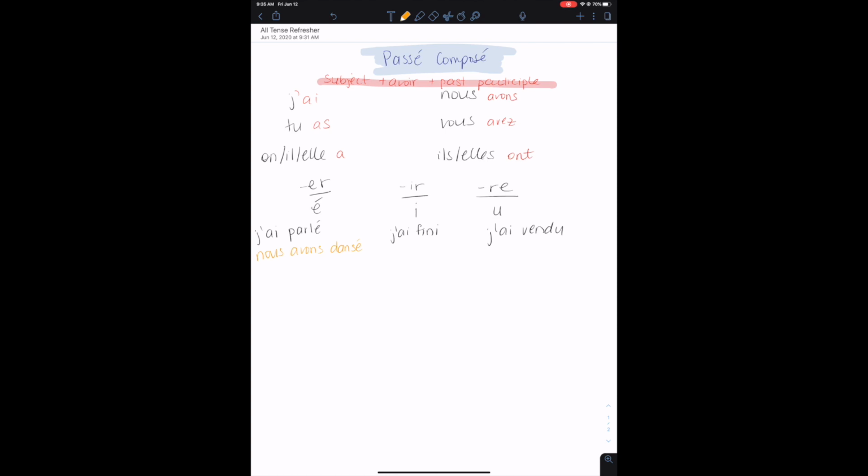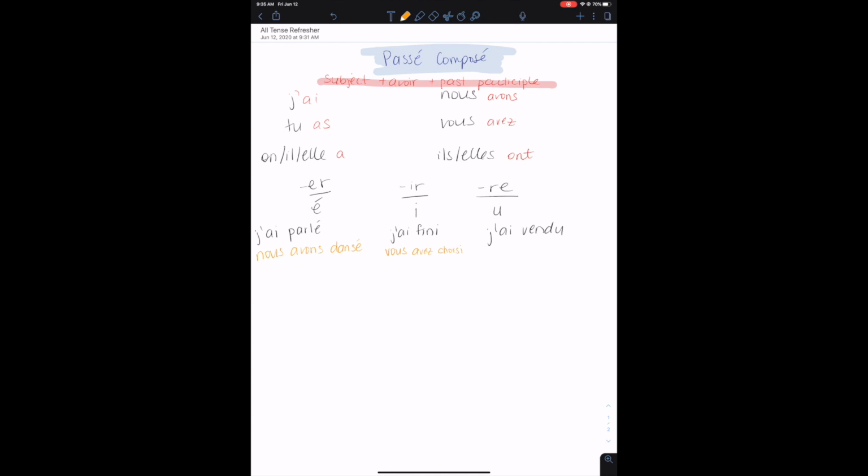Okay. For ir, let's talk about the verb choisir, to choose. Let's use vous. Vous, then we use our avoir here. Vous avez choisi. Okay, you had chosen this flavor of ice cream yesterday, for example.